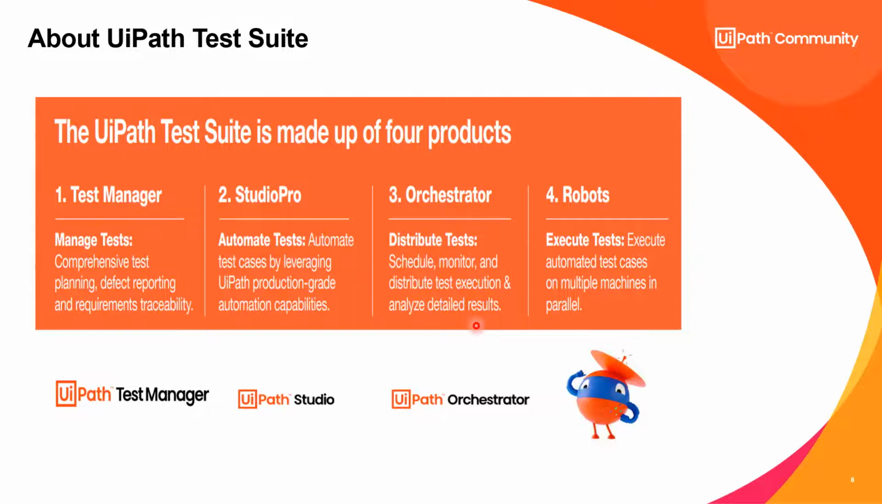Orchestrator is also a place where we can create role-specific access. Many of us are already aware of it. So these are the four components of the UiPath Test Suite. By using these four components, we can make our life easy. We can automate all of our stuff easily.